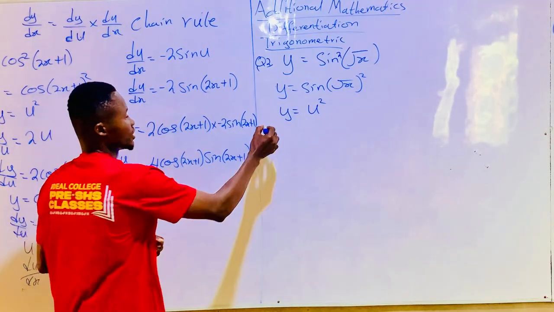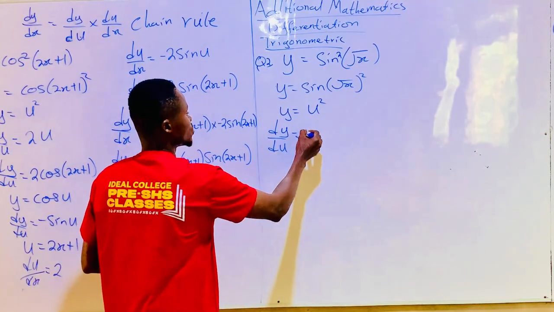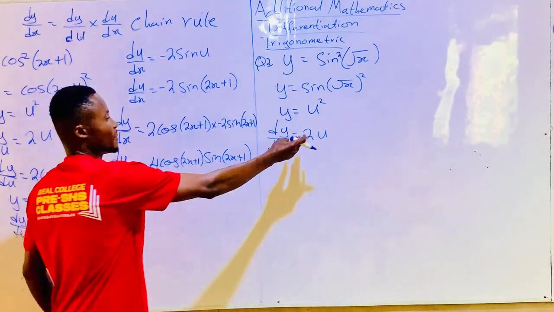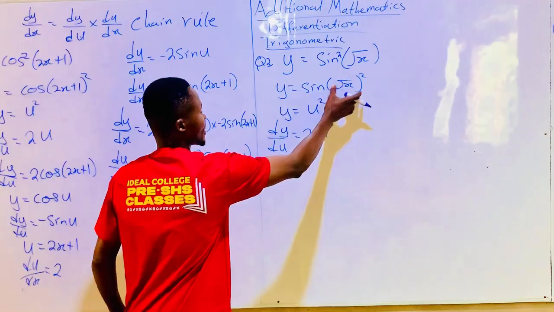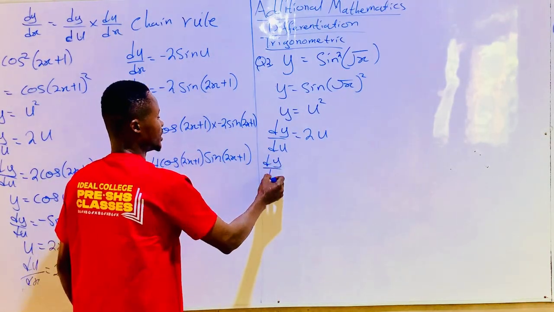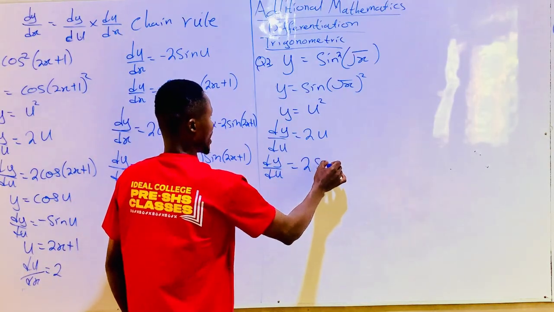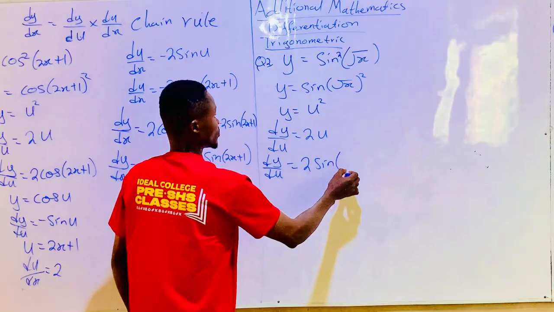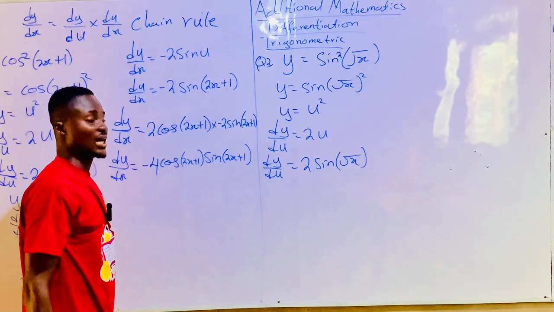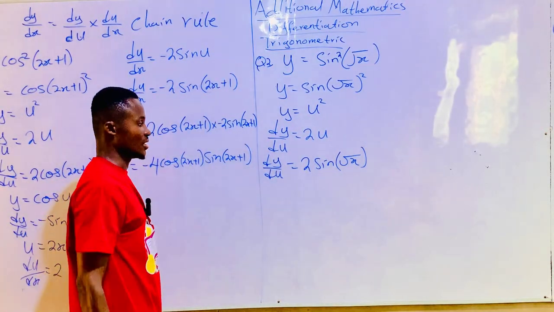Now what do we do? We differentiate it. So our dy over du will be equal to 2u. Now after you are done, you just pick this and substitute it over there. So we have our dy over du will be equal to 2 sine root of x. Now when you are done, we have to differentiate what we have here.